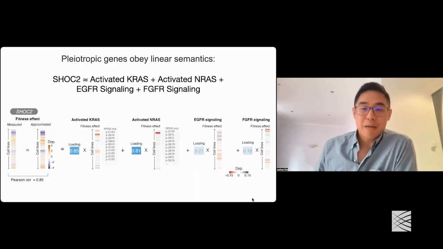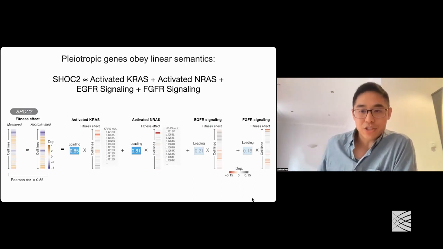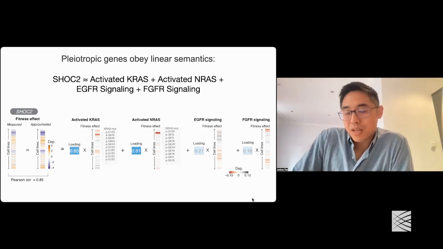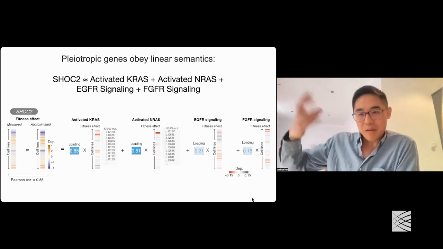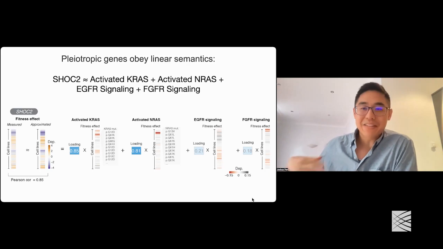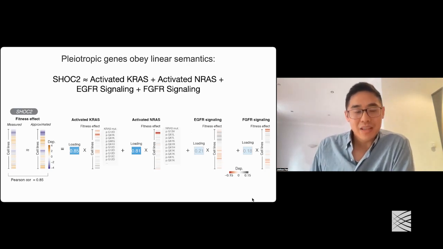I'll give you one example of the kind of representations that we get from applying it to a larger data set. SHOC2 is a notable cancer protein. This protein is a signaling factor that's at the heart of multiple different upstream signals, so different combinations of activated signals can converge on SHOC2. Lots of different cell lines will depend on SHOC2, but for slightly different reasons, because they have different kinds of activated signaling pathways.